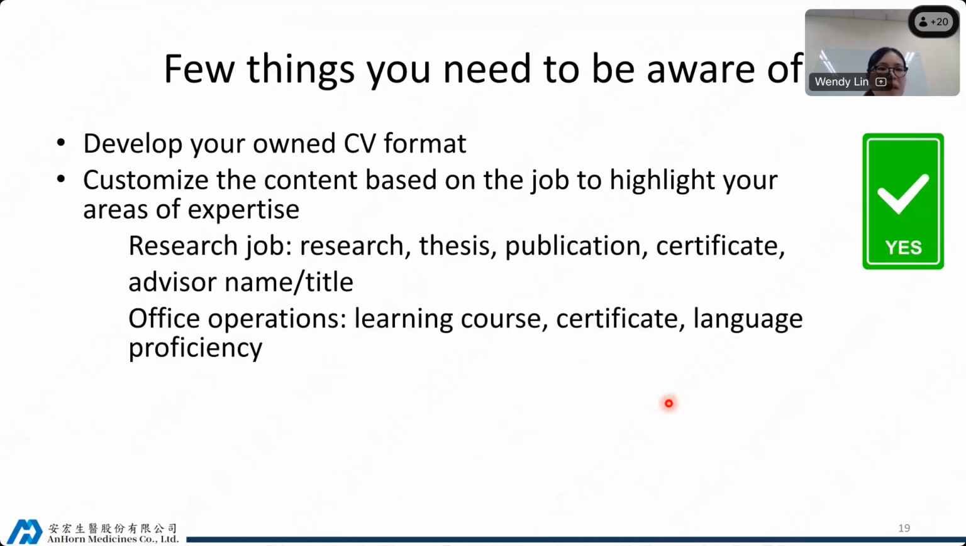So I have some examples. If you are applying for a research job, you can highlight more on your research background, your thesis topic, and even some of the publications, certificates, and you can include your advisor as your recommendation. And if you are applying for the office operation job, then you can include your learning courses and certifications and also language proficiency. So depending on different job qualification requirements, you can highlight different things.